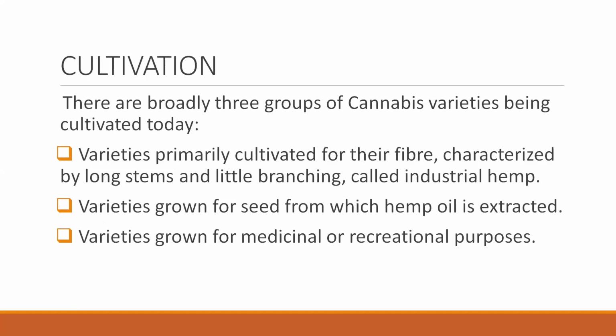There are broadly three groups of cannabis varieties that are cultivated today. First, varieties primarily cultivated for fiber, characterized by long stems and little branching. This is known as industrial hemp. What is the main character? It is characterized by long stems and very few branches, and hemp oil is extracted from the seed. Then varieties grown for medicinal or recreational purposes. There are very different methods for each class, depending on what form the hemp is to be used in.